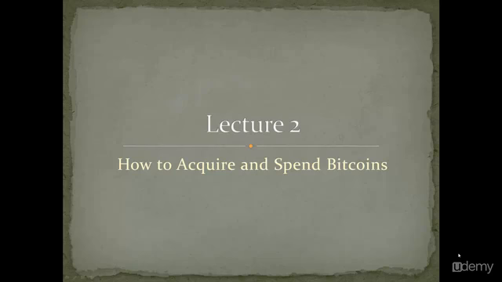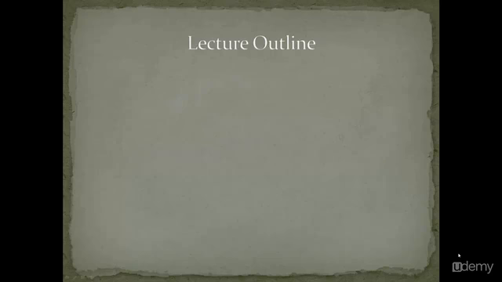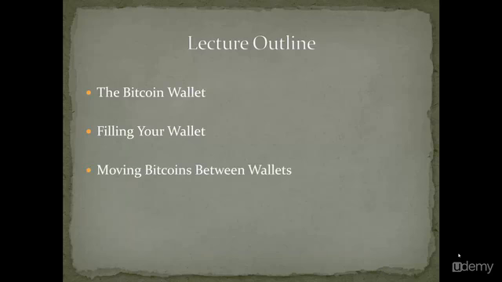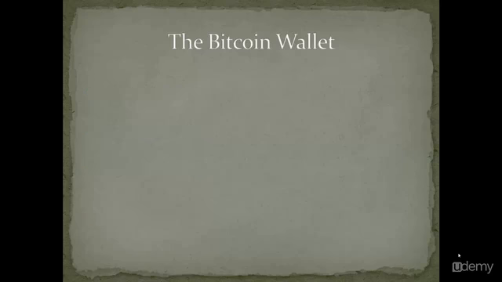In this lecture, we're going to discuss the following. First, we're going to talk about the Bitcoin wallet. The Bitcoin wallet is the thing that you use to store Bitcoins and send Bitcoins to other people. Then we're going to discuss how to actually put Bitcoins into your wallet. Then we're going to talk about moving Bitcoins between wallets. And then finally, we're going to wrap up with some security advice to make sure that your Bitcoins are safe and secure. Okay, so let's begin with the Bitcoin wallet from a general overview.